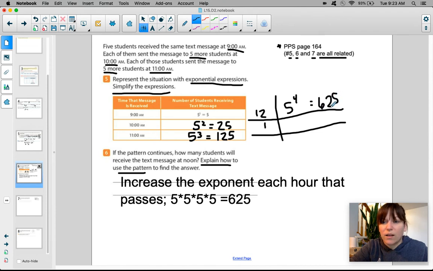So at 1 o'clock, it would be 5 to the 5th. And that is what I was typing down here by mistake. 5 times 5 times 5 times 5 times 5. And when we pop that into our calculator, 5 to the 5th power is 3,125. So we're not there yet.